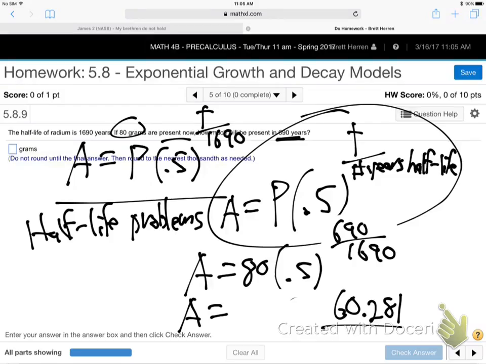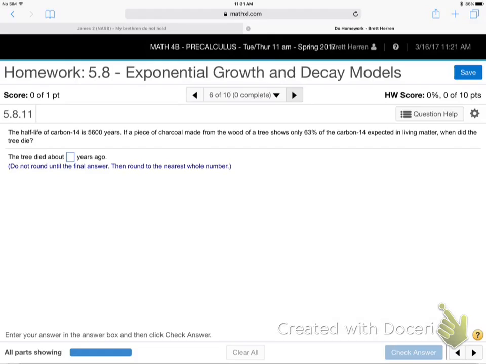All right, we don't have time. Is that what it is? Yeah, the parentheses. You have to be careful with all those parentheses.